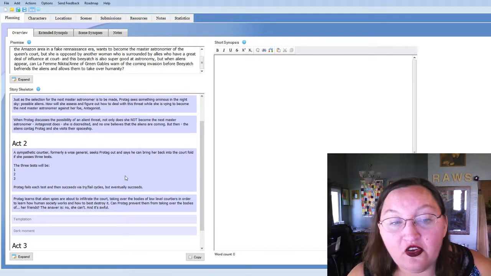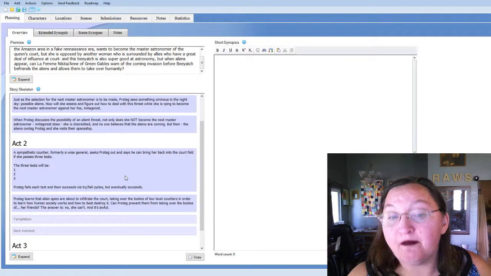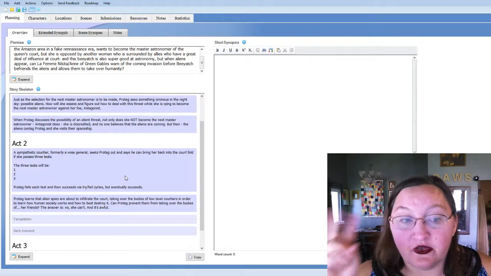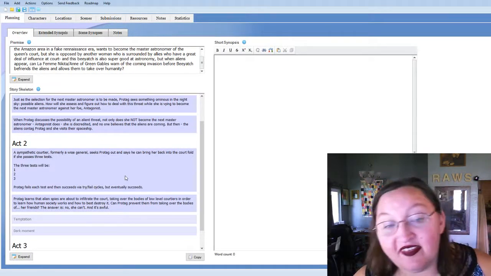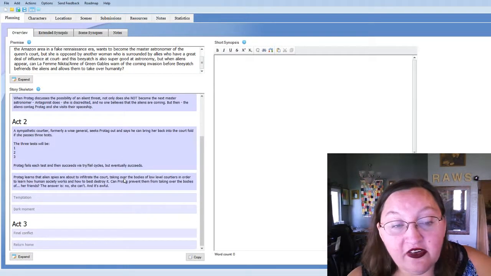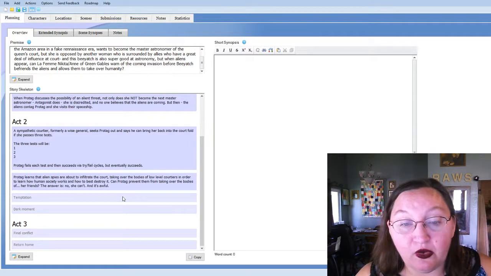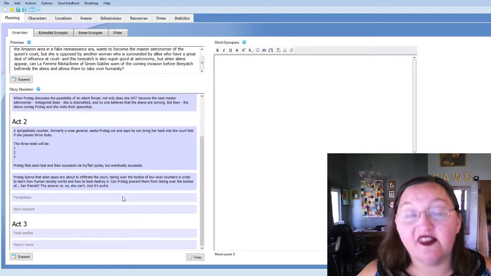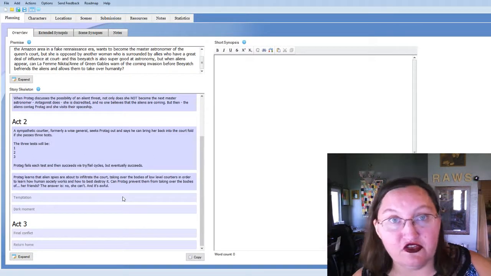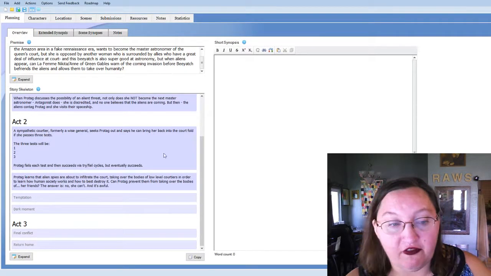A sympathetic courtier, formerly a wise general, now we're in Act 2, seeks Protag out and says he can bring her back into the court fold if she passes 3 tests. The 3 tests will be 1, 2, and 3. Protag fails each test and then succeeds via try-fail cycles, but eventually succeeds. And Protag learns that alien spies are about to infiltrate the court, taking over the bodies of low-level courtiers in order to learn how human society works and how best to destroy it. Can Protag prevent them from taking over the bodies of, dun dun dun, her friends? The answer is no, she can't, and it's awful.